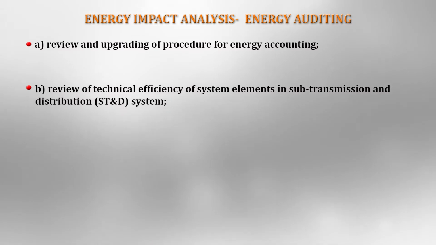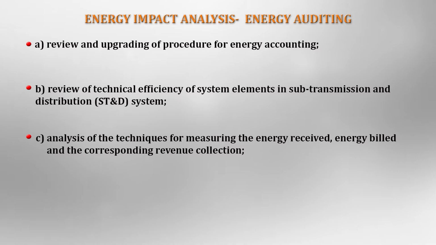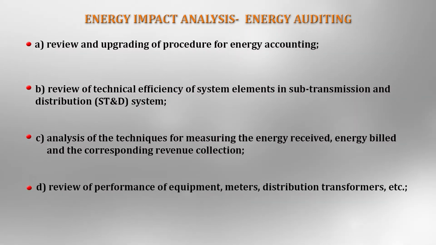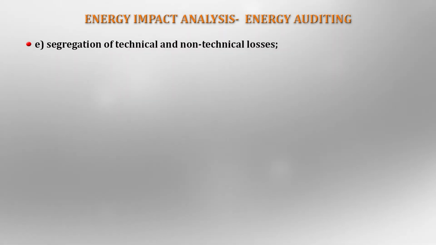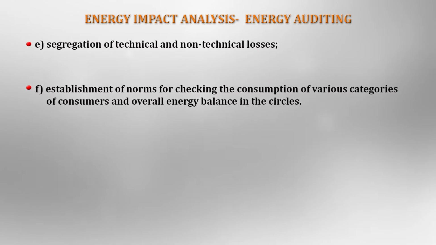Number 1, review and upgrading of procedure for energy accounting. Number 2, review of technical efficiency of system elements in sub-transmission and distribution, commonly called the ST&D system. 3, analysis of techniques for measuring the energy received, energy billed and corresponding revenue collection. 4, review of performance of equipment, meters, distribution transformers, etc. Next is segregation of technical and non-technical losses and establishment of norms for checking the consumption of various categories of consumers and overall energy balance in the circles.